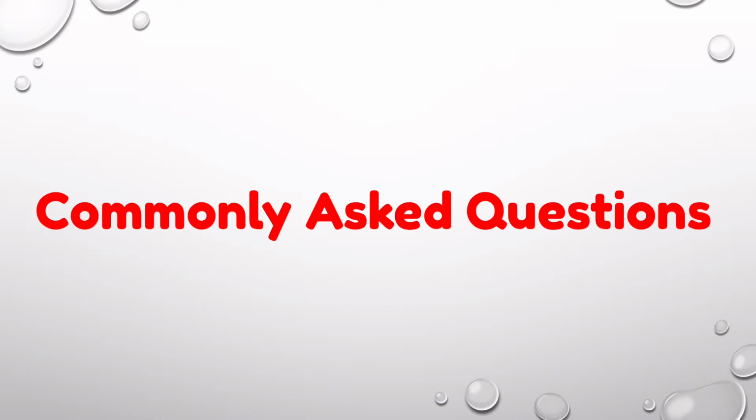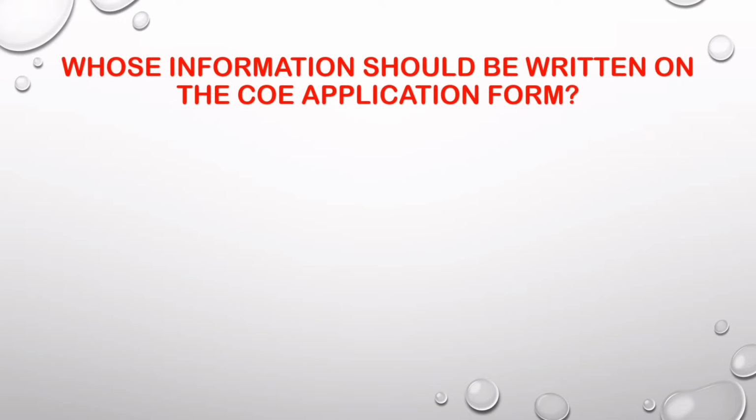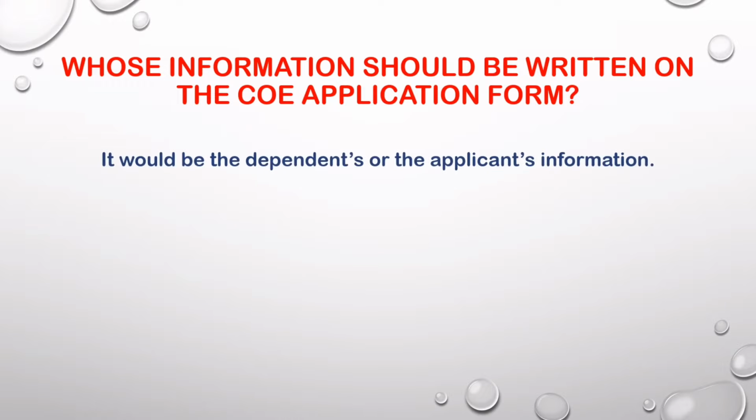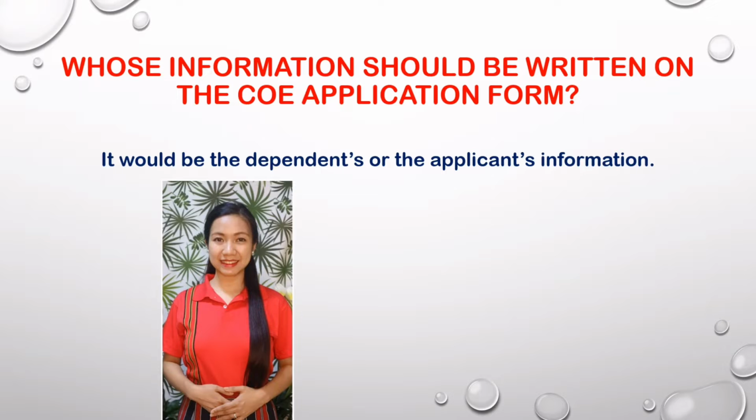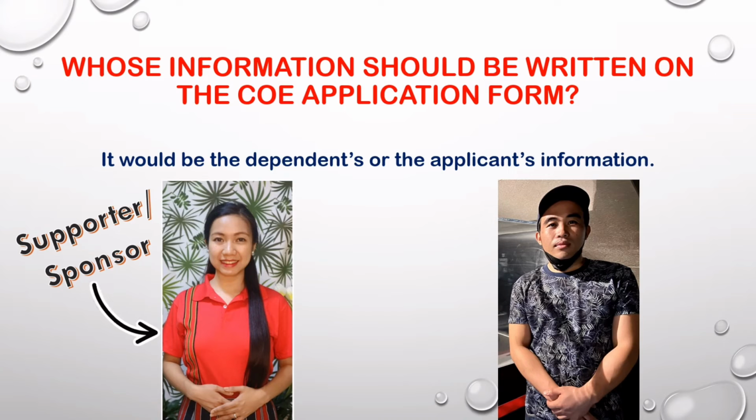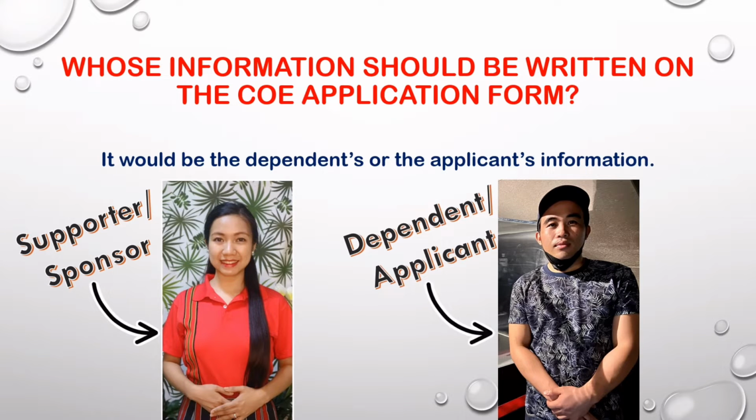Before we start, I would like to answer some commonly asked questions. First, whose information should be written on the COE application form? It would be the dependent's or the applicant's information. Cite our case as an example. I, who is living in Japan, is considered the sponsor or the supporter. Meanwhile, my husband, who is in the Philippines, is the dependent or the applicant.